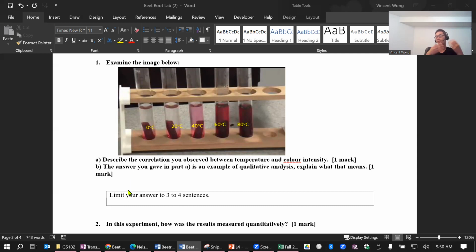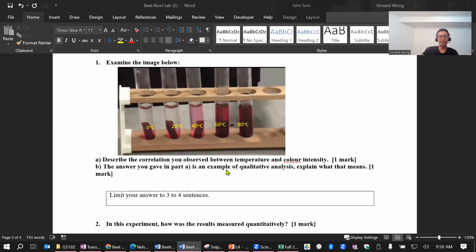So again, you would say something like, as the temperature increases, comma, the color intensity, and then you fill in the rest. The beetroot pigments got more intense, right? That's what you can write, but that's all I can tell you. All right. As the temperature increases, the color intensity, and you fill in the rest. And then don't forget part B.